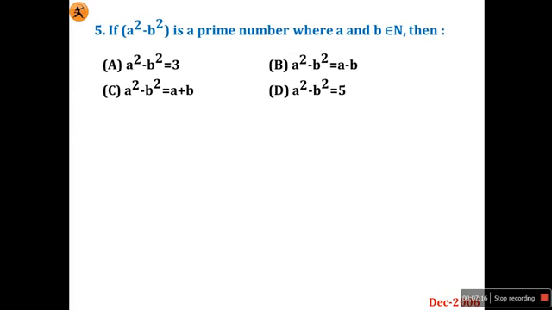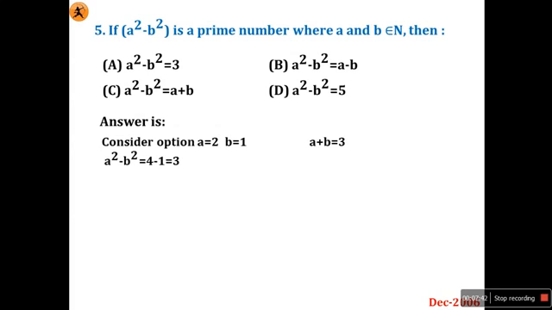If a square minus b square is a prime number, where a and b belong to N, then what is your option? a square minus b square is equal to 3, or a square minus b square is equal to a minus b, or a square minus b square is equal to a plus b, or a square minus b square is equal to 5. Let us assume and take some values. Consider a is equal to 2, b is equal to 1. So a plus b is equal to 3. a square minus b square means 2 square minus 1 square, which is 4 minus 1, which is 3.